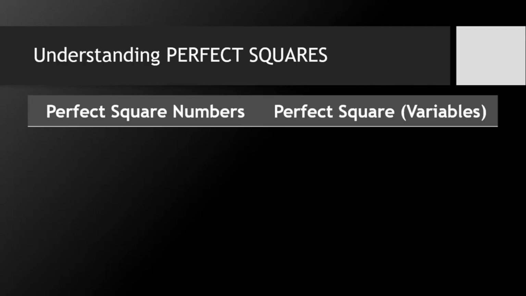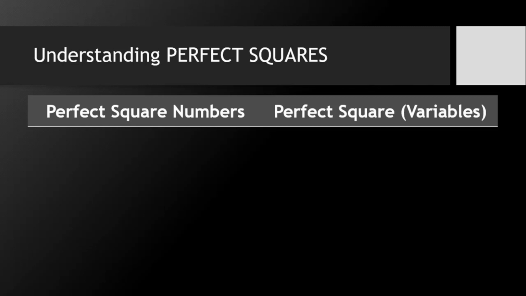But before we apply those three steps, let us first have an understanding of what perfect squares are. So I have here two columns. First, we will discuss the perfect square numbers, and then right after, we will be discussing the perfect squares in terms of the variables.